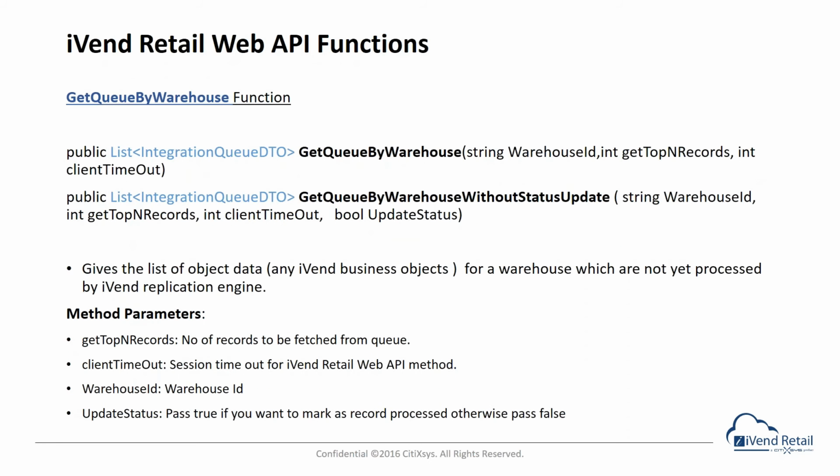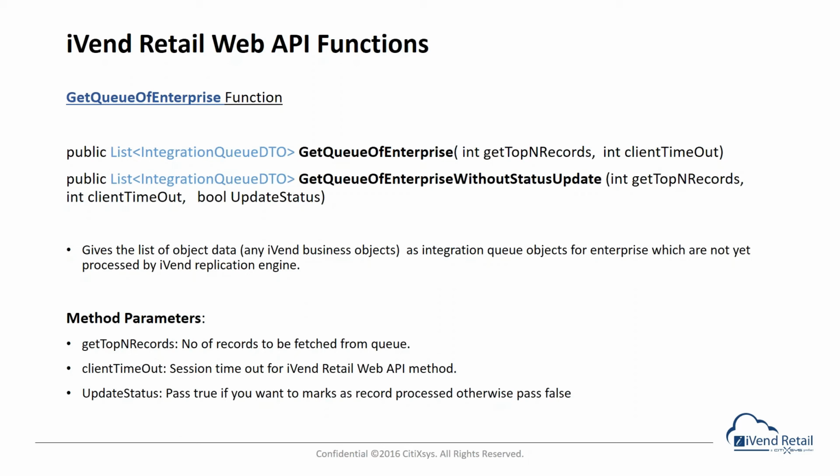Going forward, we have some additional functions for getQueue. You can always get the data based on a warehouse ID, similarly with status update and without status update. Additionally, you have two more functions which get you the data for the complete enterprise. In an enterprise, you have data coming from multiple stores, and if you are integrating the whole data all together with, let's say, a third-party ERP system, then probably you'll go for getQueue for enterprise. And it depends whether with status update or without status update, up to you how you want to plan your integration layer.